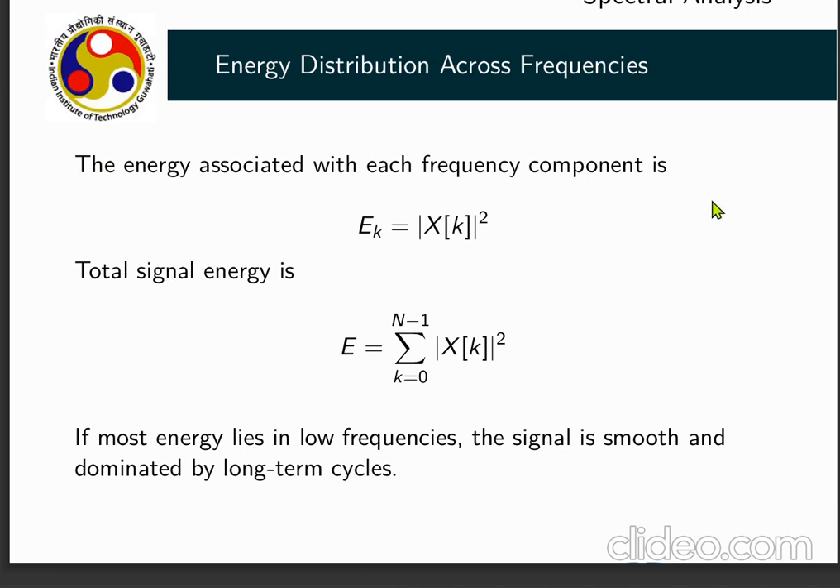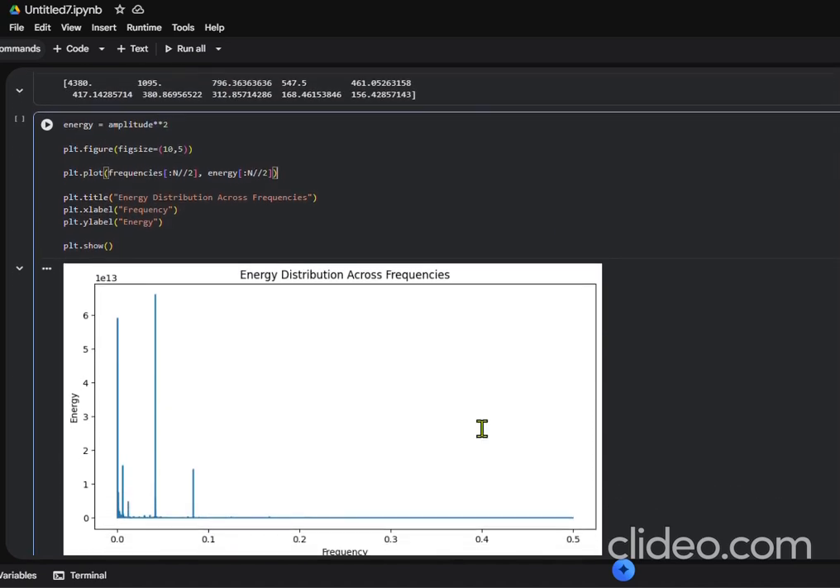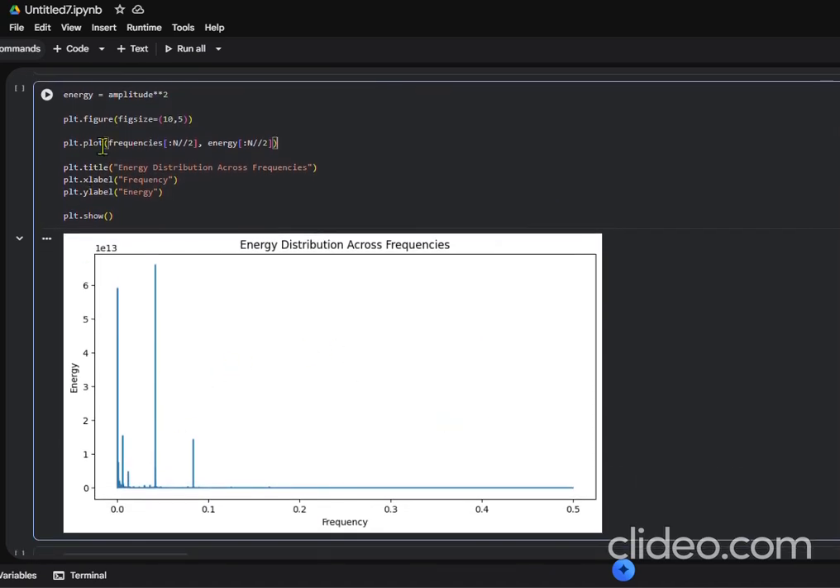Now, we can also examine the distribution of signal energy across frequencies. The energy associated with each frequency component is Ek = mod Xk whole squared. So, next, I examine how the signal's energy is distributed across frequencies. Plotting this distribution helps us understand where most of the signal's power lies.